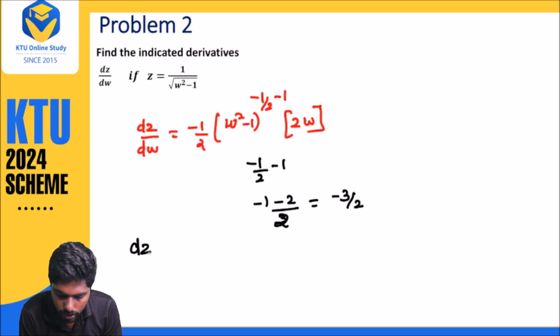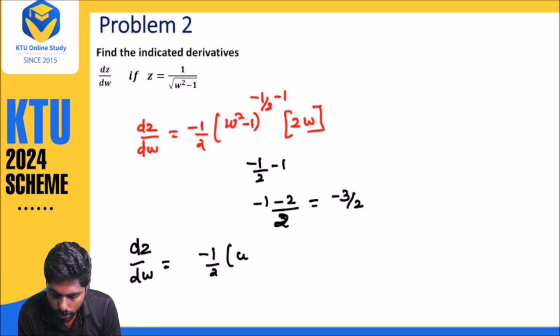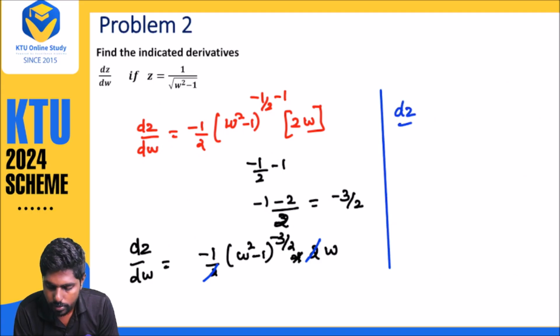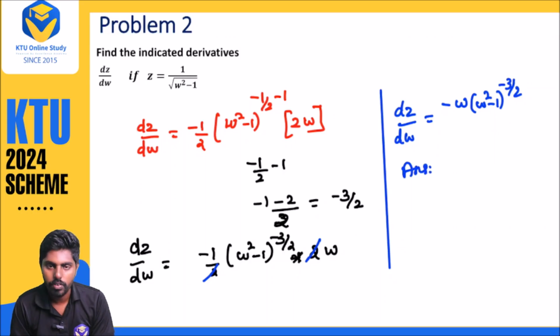So dz by dw is equal to minus 1 by 2 w square minus 1 to the power minus 3 by 2 into what is the thing you are getting? 2w. So if you can observe carefully, this 2 and this 2 will be cancelling. So our required answer is dz by dw is equal to minus of w into w square minus 1 to the power minus 3 by 2. This is our required answer.